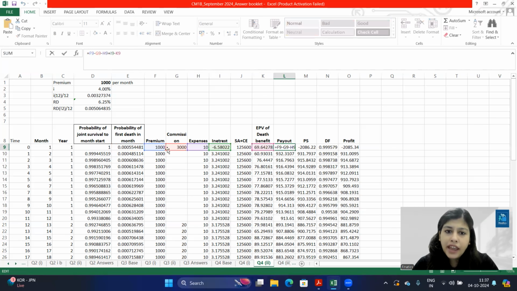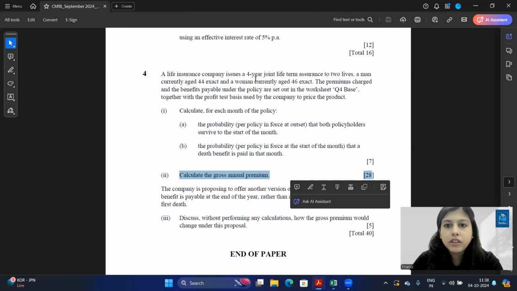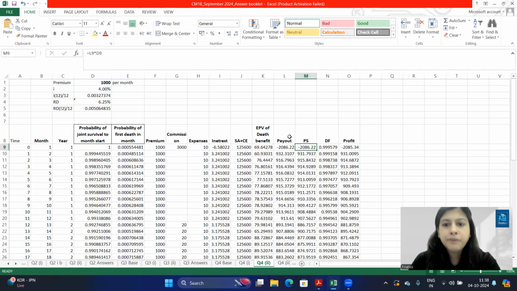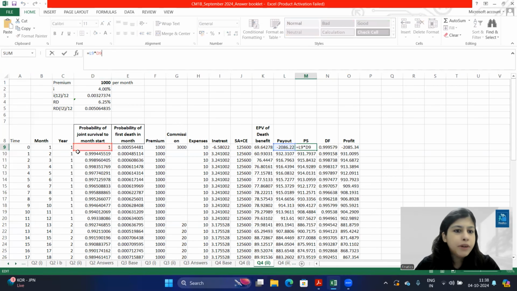Payout is again premium minus commission minus expenses plus interest minus EPV of death benefit, because we do not have anything else given, no maturity, nothing, because it's a term assurance. And the profit signature is then the payout times the probability of survival to the start of the month.